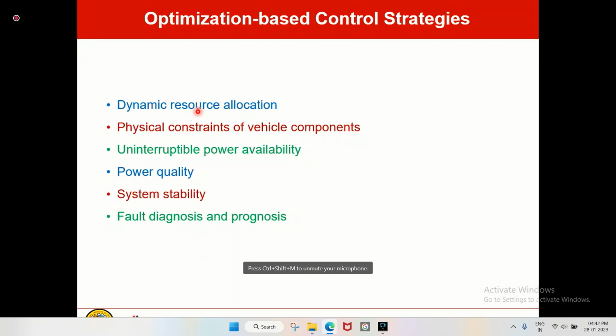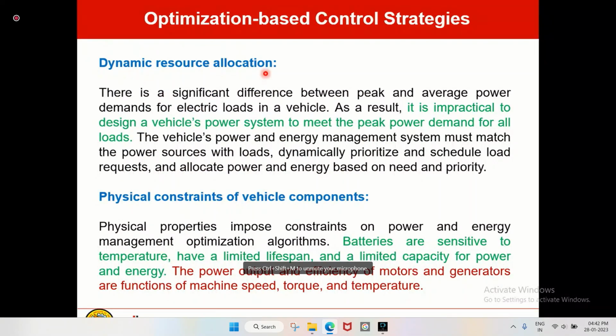So dynamic resource allocation means what? As we have said, the power requirement is not going to be the same, right? So there could be peak power requirement. There are certain moments where the peak power requirement is desired, while for most of the time, your power and torque requirement won't be at the peak, right? So it's just impracticable to design the vehicle's power system to meet the peak power demand for all loads. This issue one needs to take into consideration.